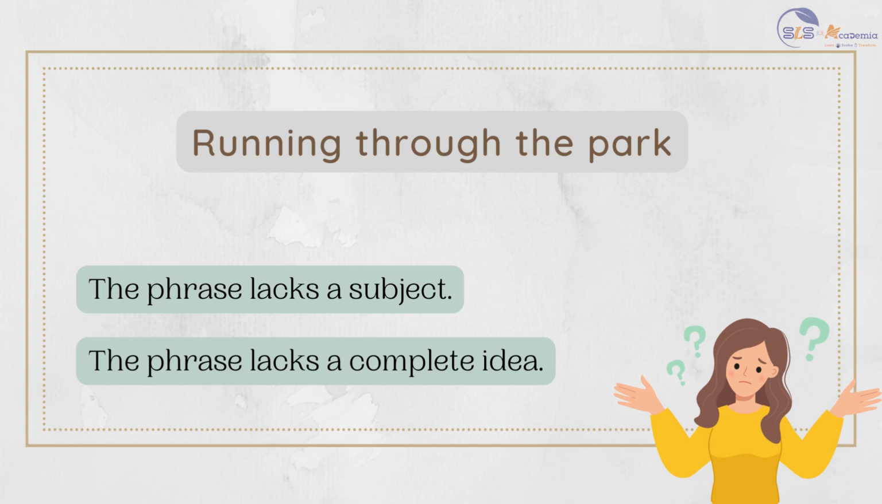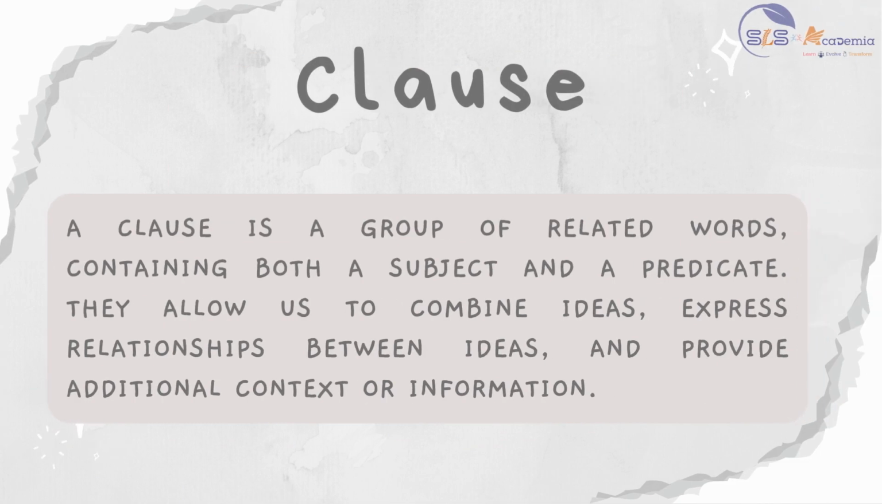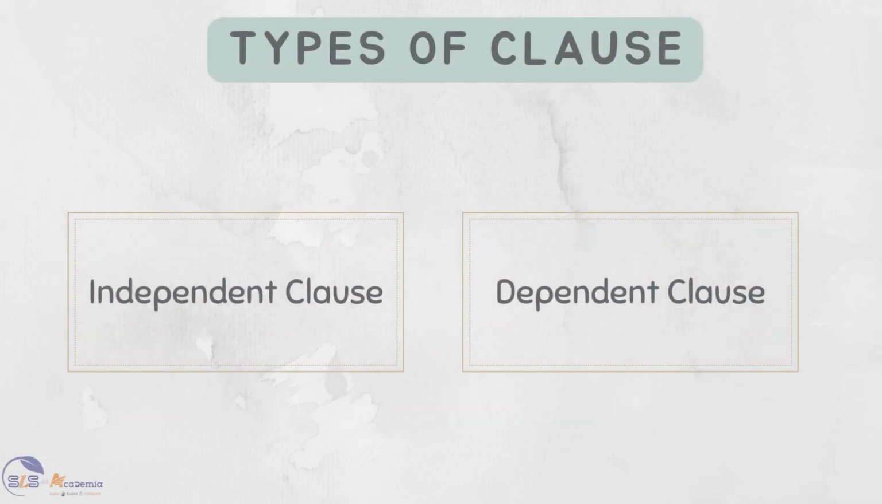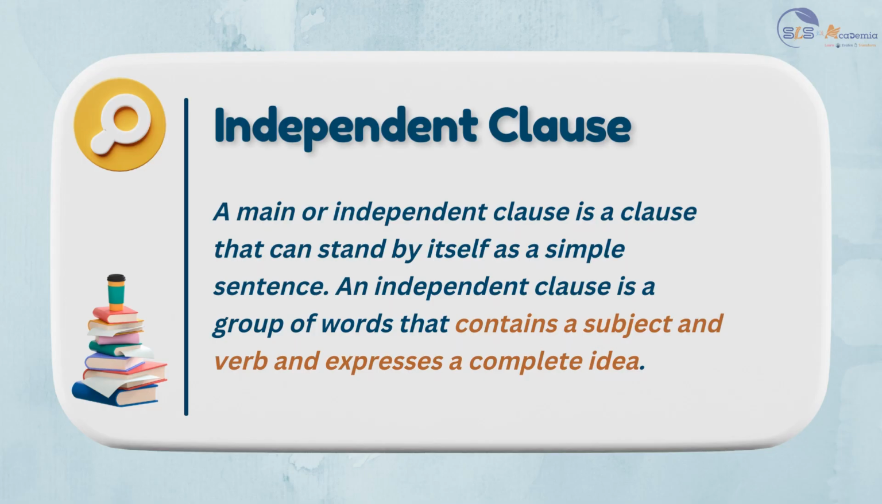Now let us learn about the next part of a sentence, the clause. A clause is a group of related words containing both a subject and a predicate. They allow us to combine ideas, express relationships between ideas, and provide additional context or information. There are two main types of clauses, independent clause and dependent clause. An independent clause is a group of words that contains a subject and a verb and expresses a complete idea.